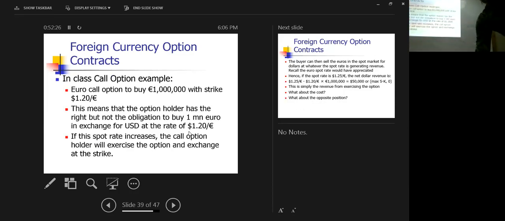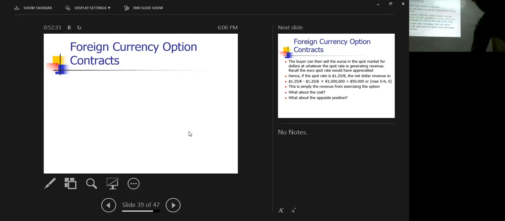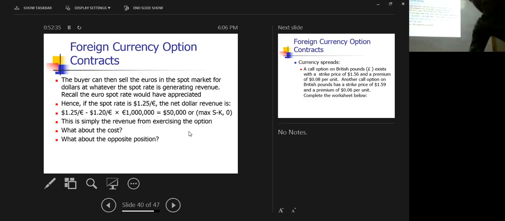All right, so we're getting to the crux of it here. Call option example, just now. I want to do something here.